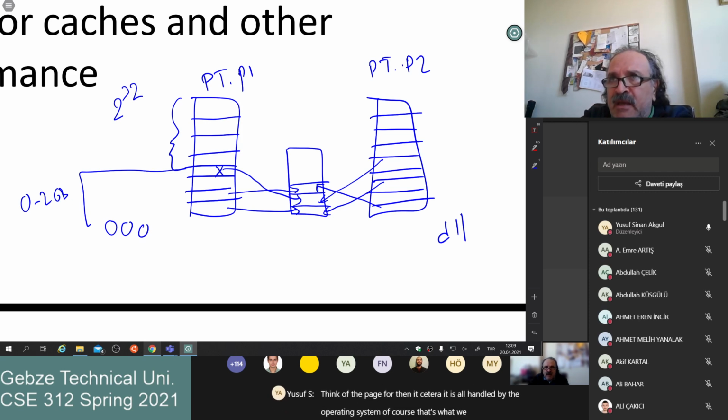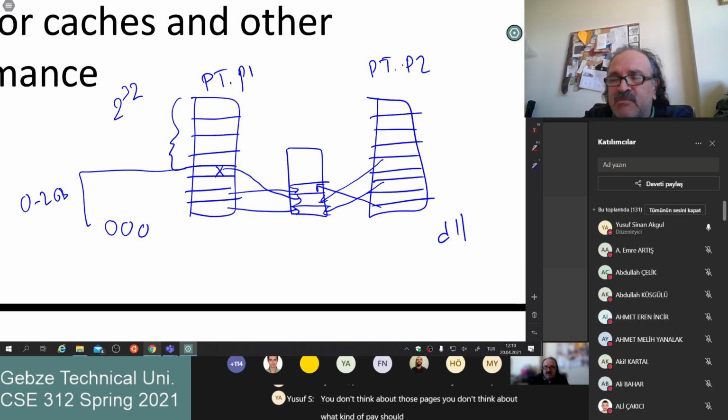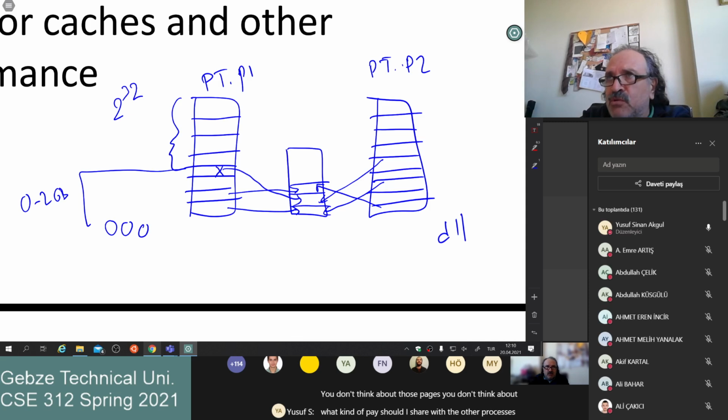That's what we call the abstraction of the memory address spaces. You don't think about them as programmers. You live in a virtual memory world, you live in a virtual CPU world. Your virtual memory is your address space and your virtual CPU is your processes. There are two main abstractions of the operating system: processes and virtual memory, or address spaces. You don't think about what kind of page you should share with other processes, because when you write your programs, you don't think about the other processes.